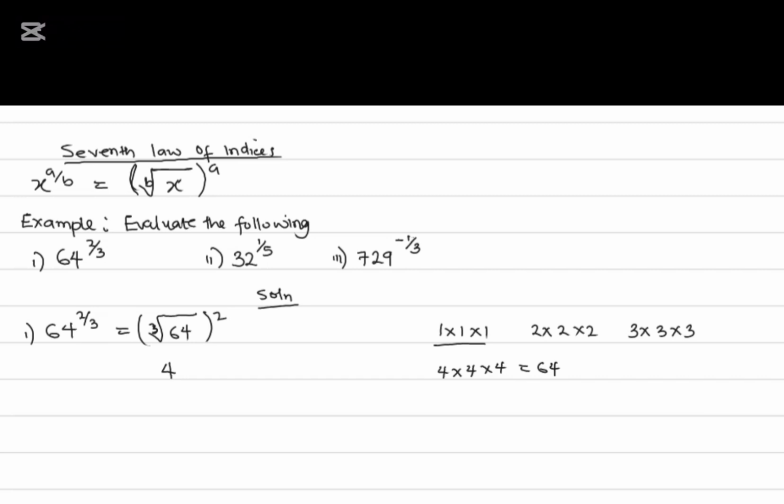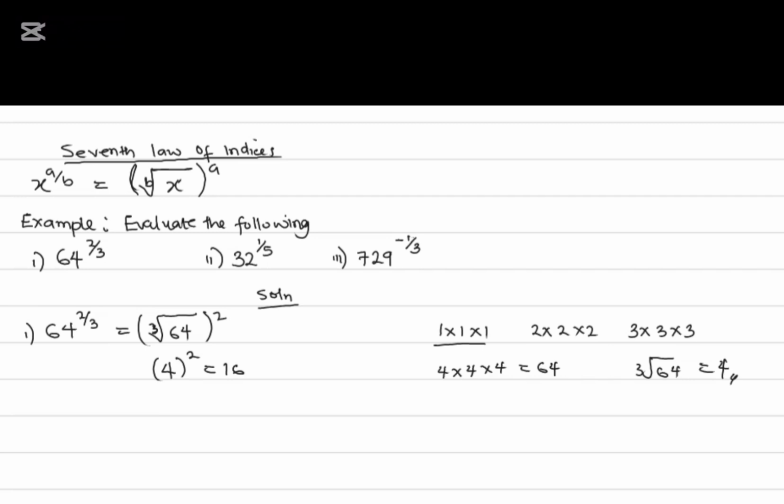4, and then raised to power 2. So it means that the third root of 64 is simply equal to 4. That's what it means. So I replace the third root of 64 by 4 raised to power 2, and that will give me 16. So that's that about that.